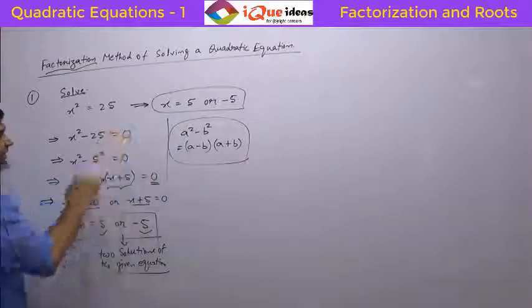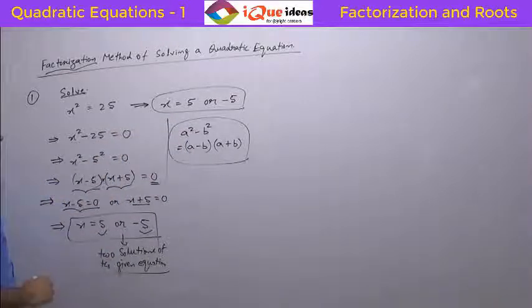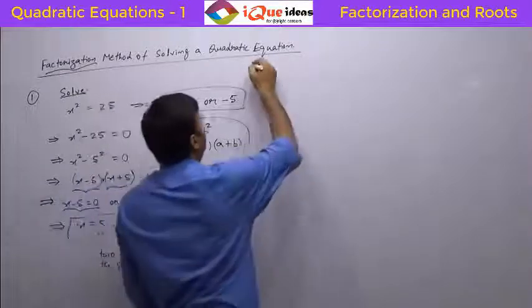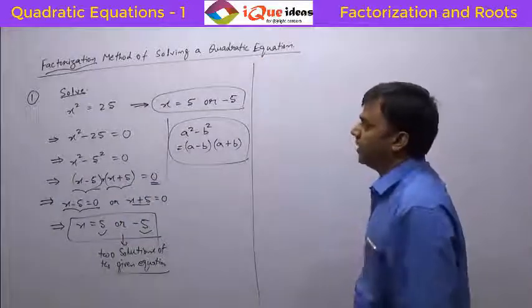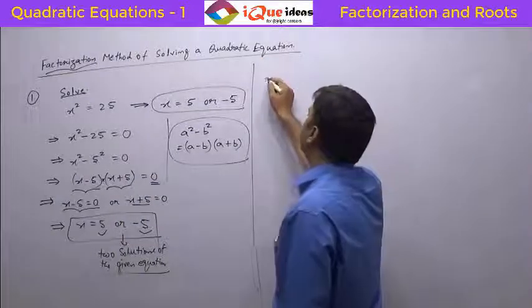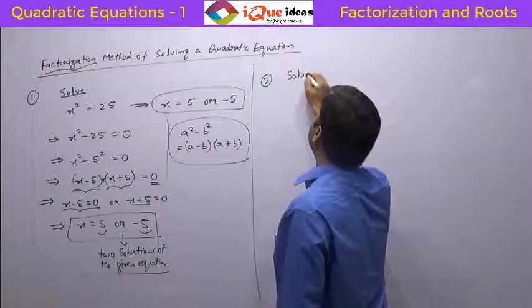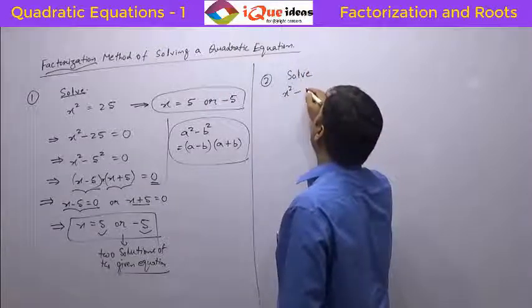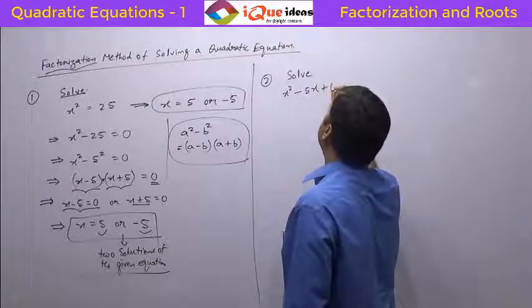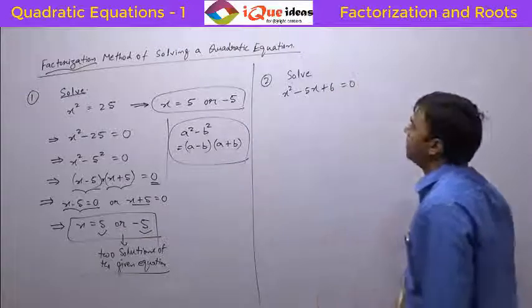What if this is not in this format? Then how do we go about it? So now I'll share with you the perfect method of factorization of a quadratic expression or quadratic equation. Let's see. Suppose we have to solve x square minus 5x plus 6 equal to 0.